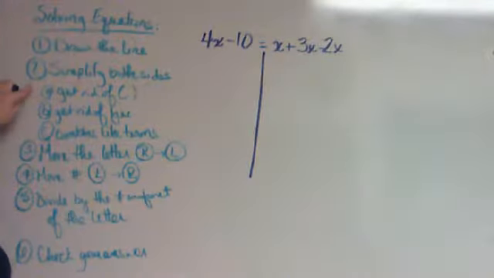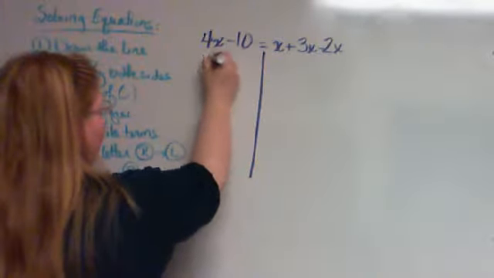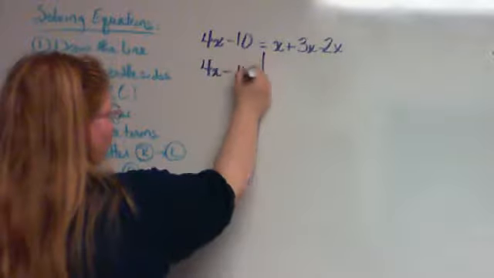Simplify both sides. I don't have any parentheses on either side, so I don't have to worry about that. I don't have any fractions, so I don't have to worry about that. I'm supposed to combine like terms. Over here, I don't have any like terms. I'm down to 1 letter and 1 number, which is good.